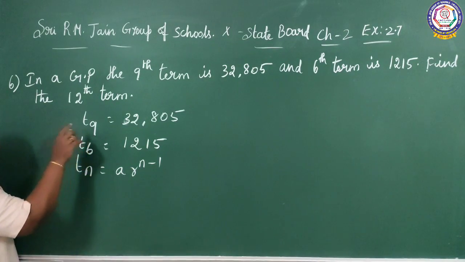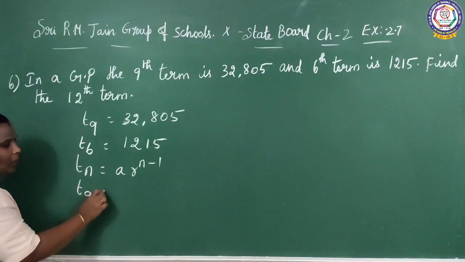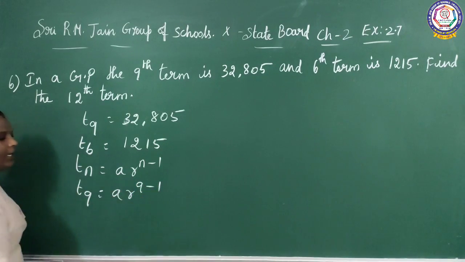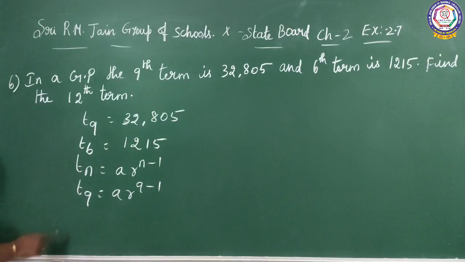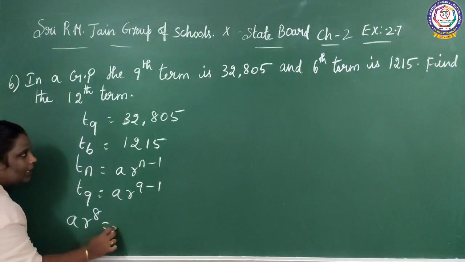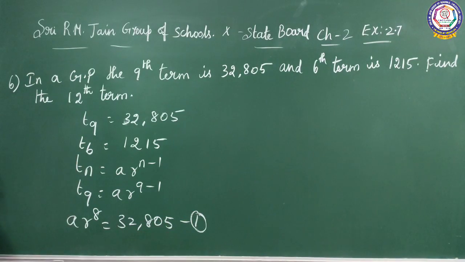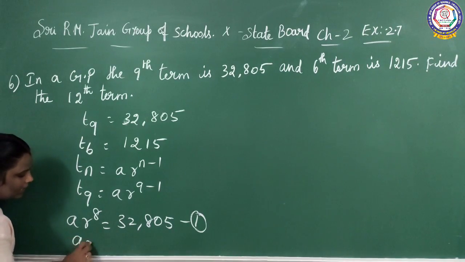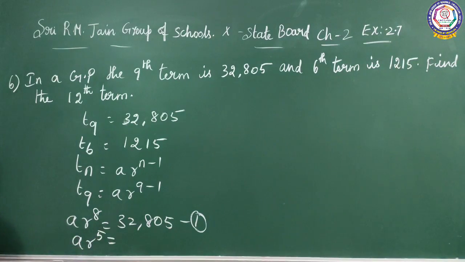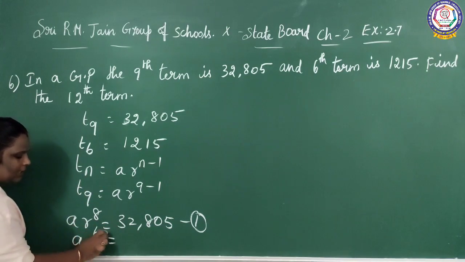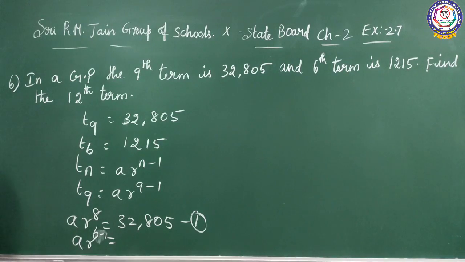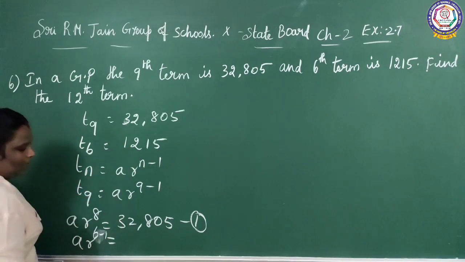So T9 equal to A R power 9 minus 1, that is 9 minus 1. T9 value is 32,805. So A R power 8 equal to 32,805. You can take it as 1. In the same way, what is the next one? T6 is A R power 6 minus 1, that is A R power 5. What is the value they have given?